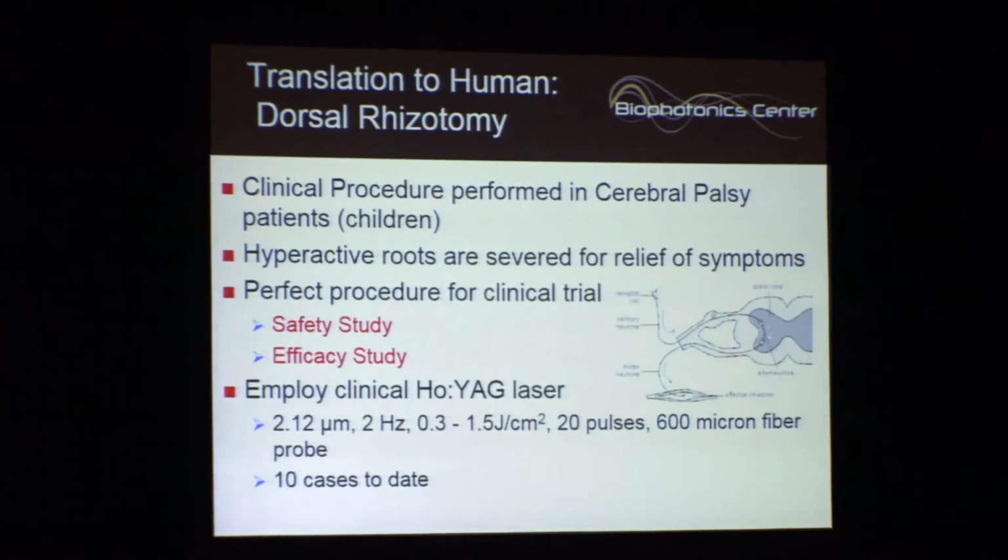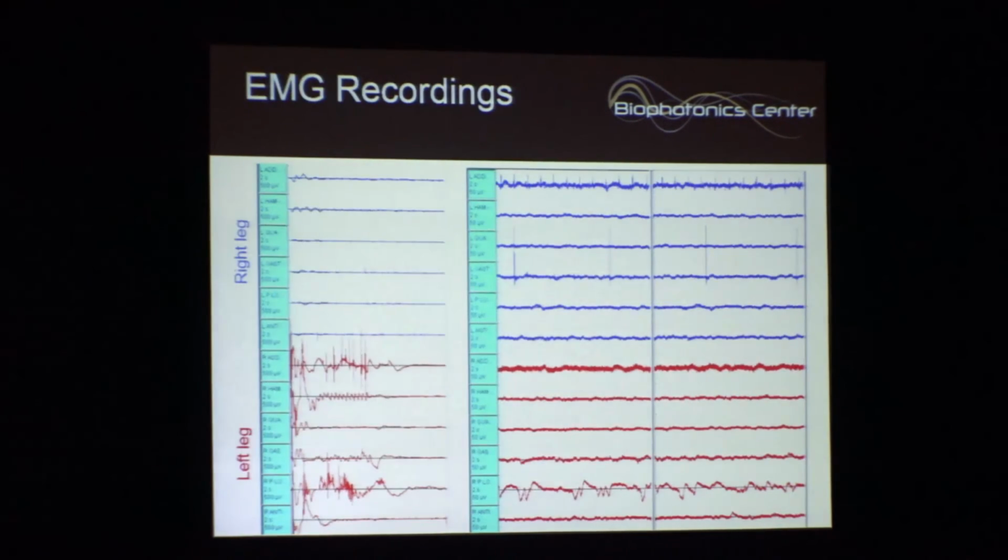But because they cut it, they can also cut a piece of it and give me a piece for histology to make sure that I'm not causing any damage to the nerve with my laser. We've done 9 patients, and the paper just came out in Neurophotonics a couple of months ago, demonstrating that we just use the clinical holmium-YAG, which is approved for use in the clinic at the Children's Hospital, using these parameters. We've done 10 cases to date.